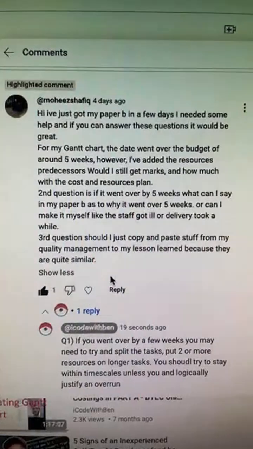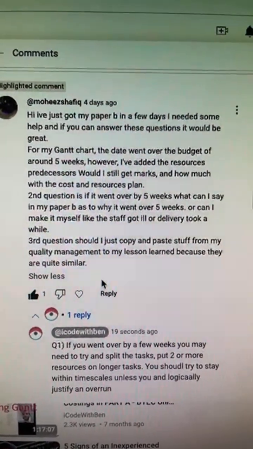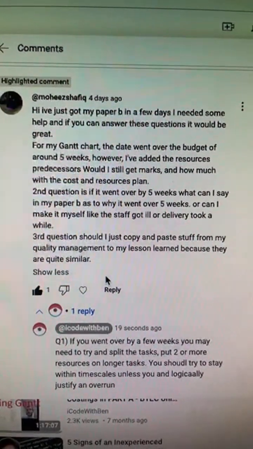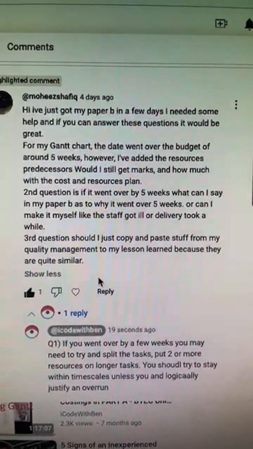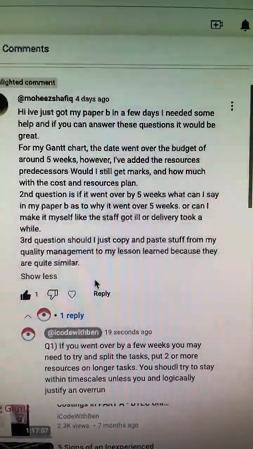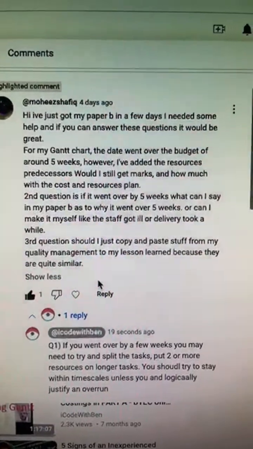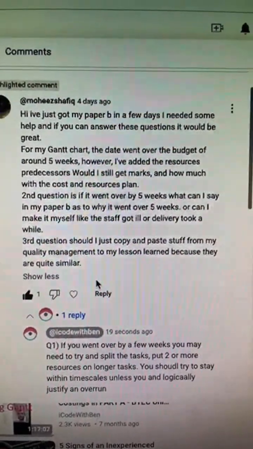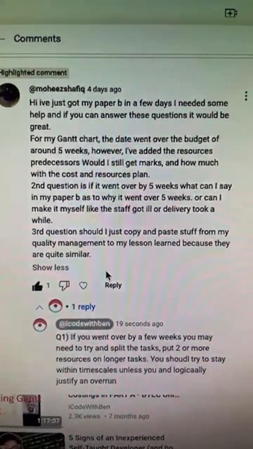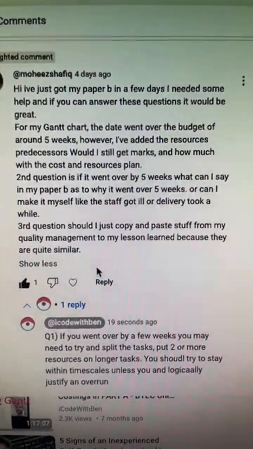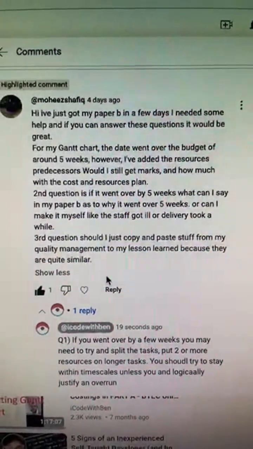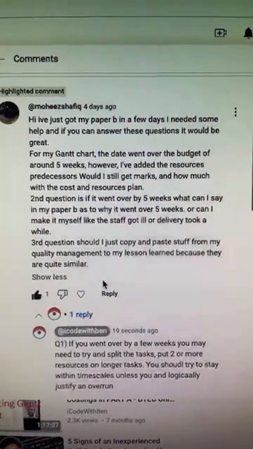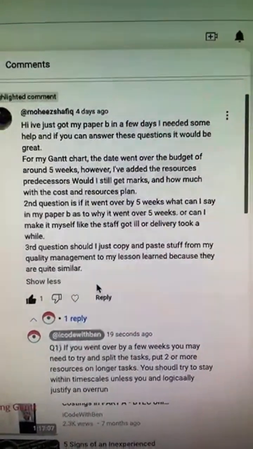So he wants to know about the Gantt chart, part B. The date went over the budget of around 5 weeks. However, I've added resources or predecessors. So would I still get marks, and how much, with the cost and resources plan? He's saying the budget, I assume he means the money went over.